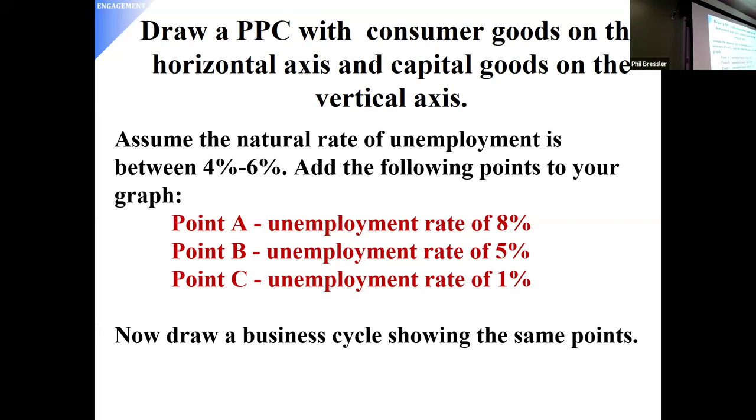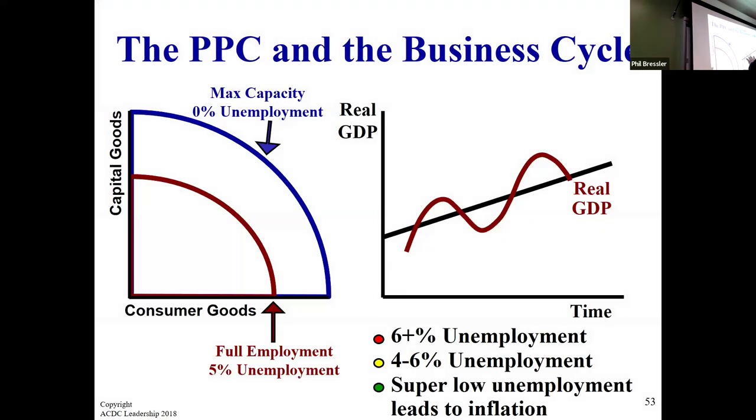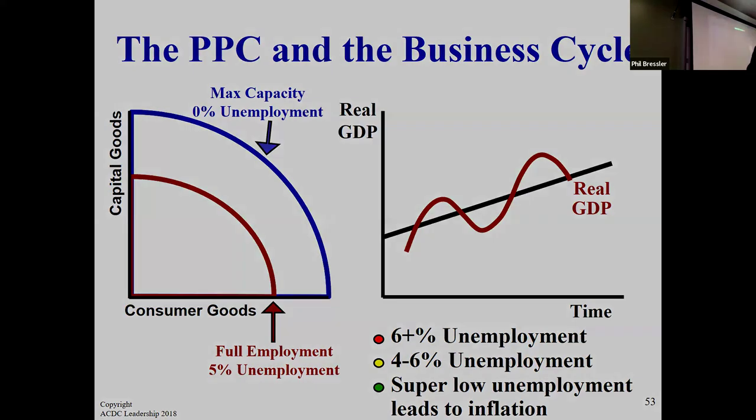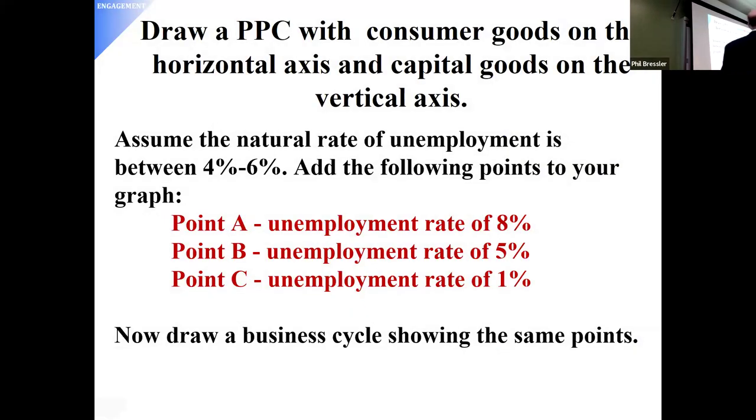Now draw a business cycle showing the same points. And just remember, that's what the business cycle looks like. Now show A, B, and C on the business cycle. C was out, and I'll show it to you.